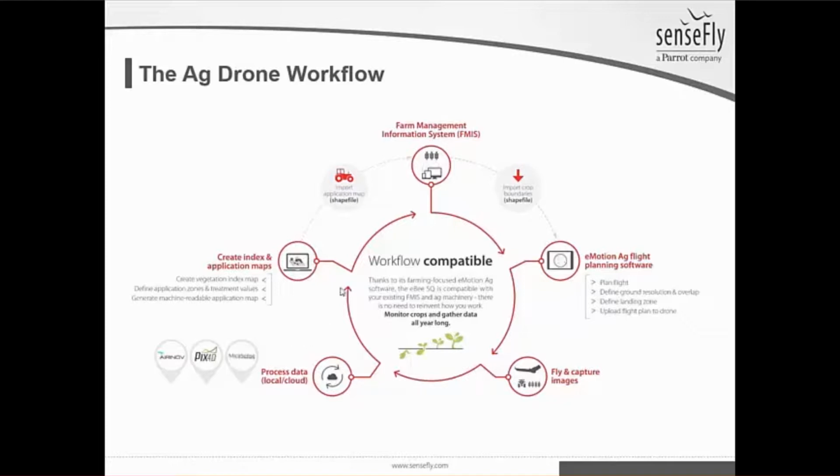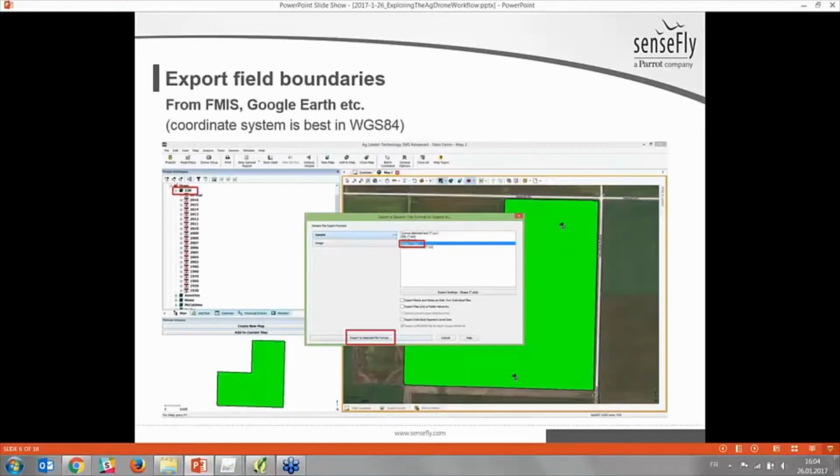In Pix4D Desktop, we'll look a bit more in detail at indices, how you can calculate them, and how you can create your application map. And then we'll go back to your farm management system and show you how you can import one of those application maps. And with this, I hand over to Daniel, who's going to show you how to export field boundaries.